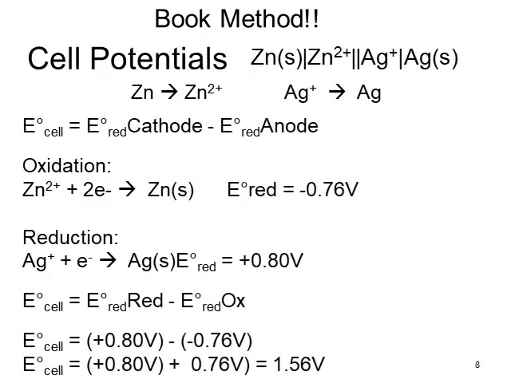The book method, on the other hand, says zinc should have a reduction of negative 0.76 and silver should have a reduction value of 0.8. So let's just do the reduction of the silver minus the reduction value of the anode, the oxidation. I find that super confusing because, again, this is not the reaction we're using. It's the opposite of the reaction we're using. So to say the zinc has a half cell value of negative 0.76, I find to be very misleading.